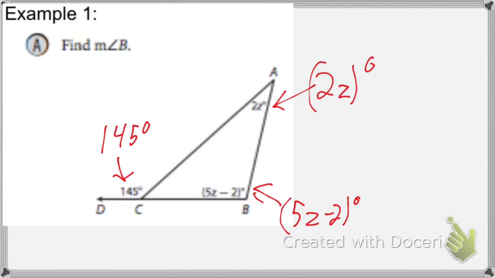Anyone have an equation we could set up to help solve for the measure of angle B? Okay, Kelly. Angle A plus angle B equals 145. Okay, so let's do 2z plus 5z minus 2 equals 145. Very good. That's using the exterior angles theorem that we just learned. The two remote interior angles, the two interior angles not touching the exterior angle, have to add up to the exterior angle. Angles A and B are not touching the exterior angle, angle DCA, meaning they have to add up to equal that.